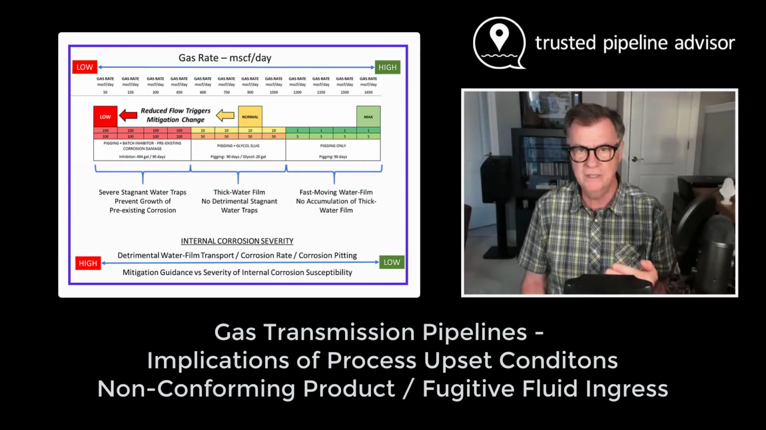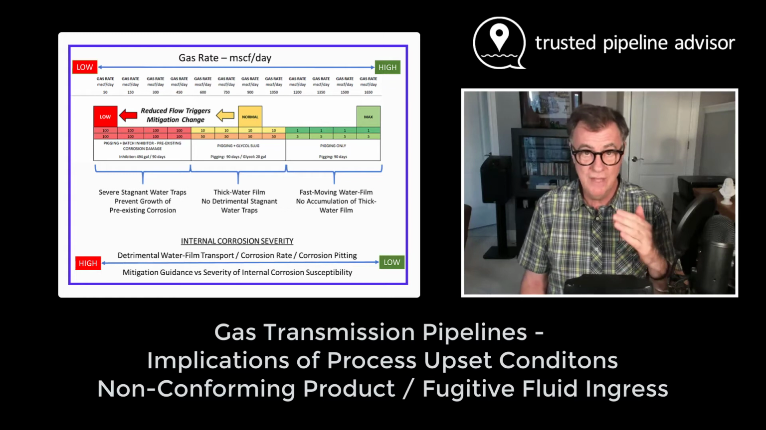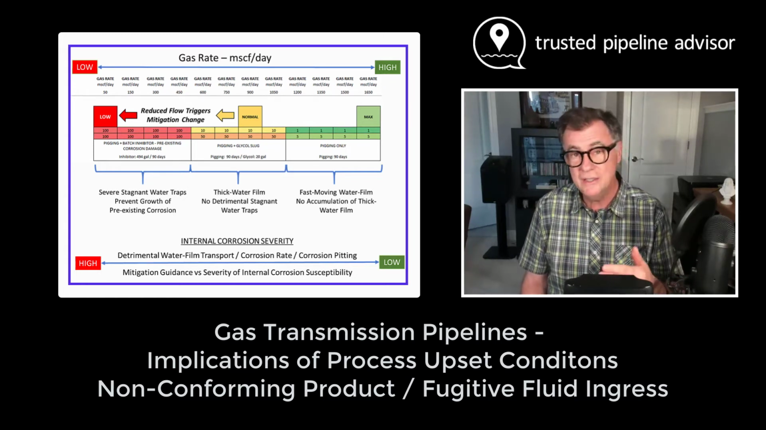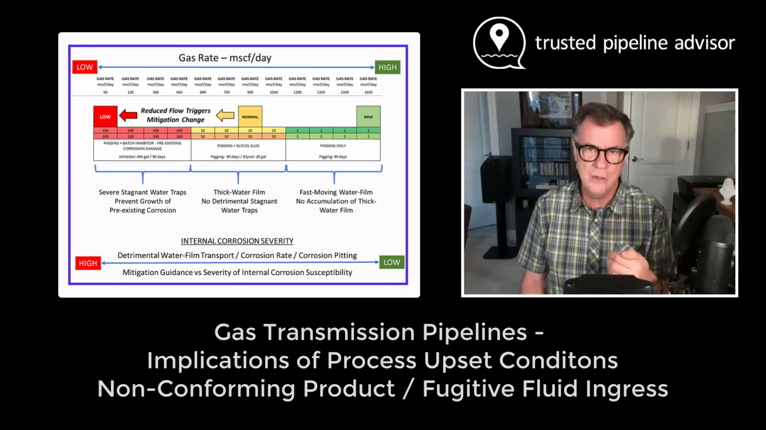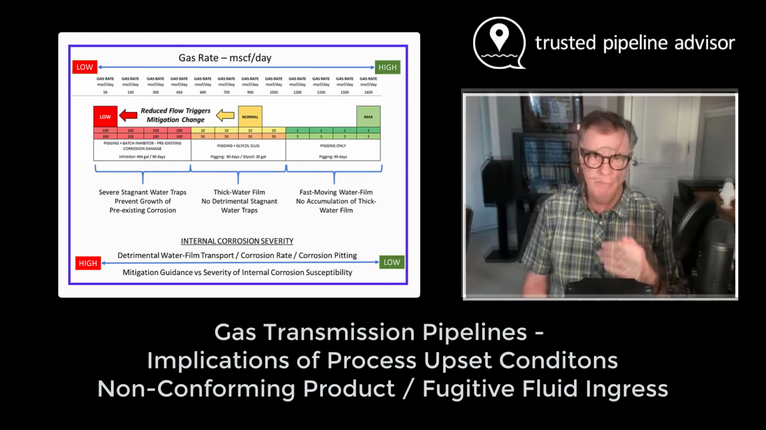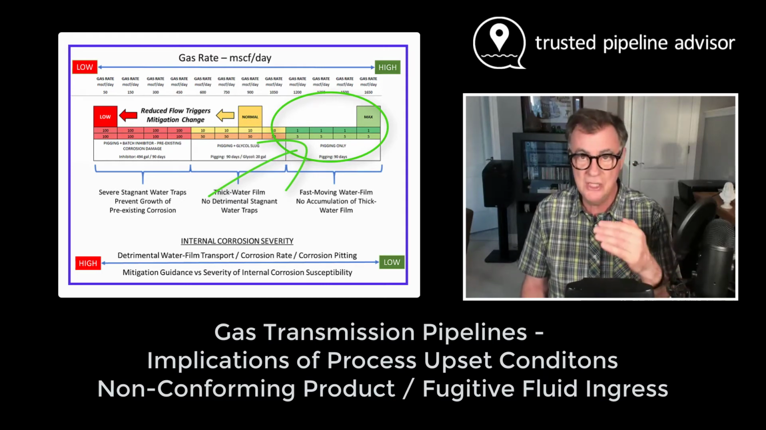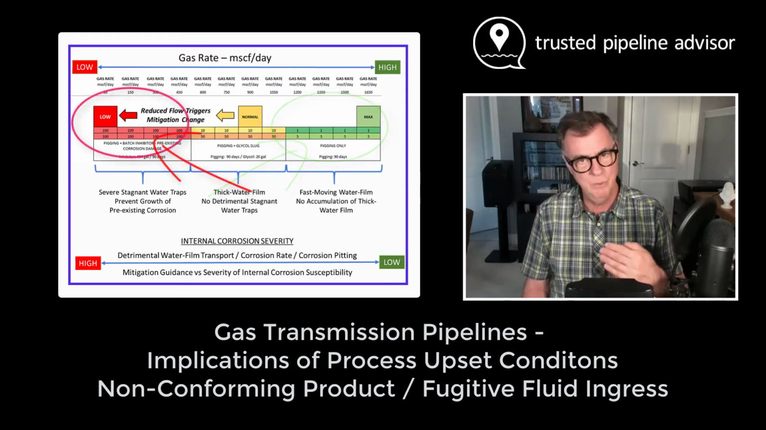It is important for field teams to know if process upset conditions upstream of gas transmission pipelines are likely to cause corrosion damage or whether episodes of non-conforming operations are benign events. If the pipeline is operating in the green, the implication of upset conditions is much less than if the pipeline is operating within the red.